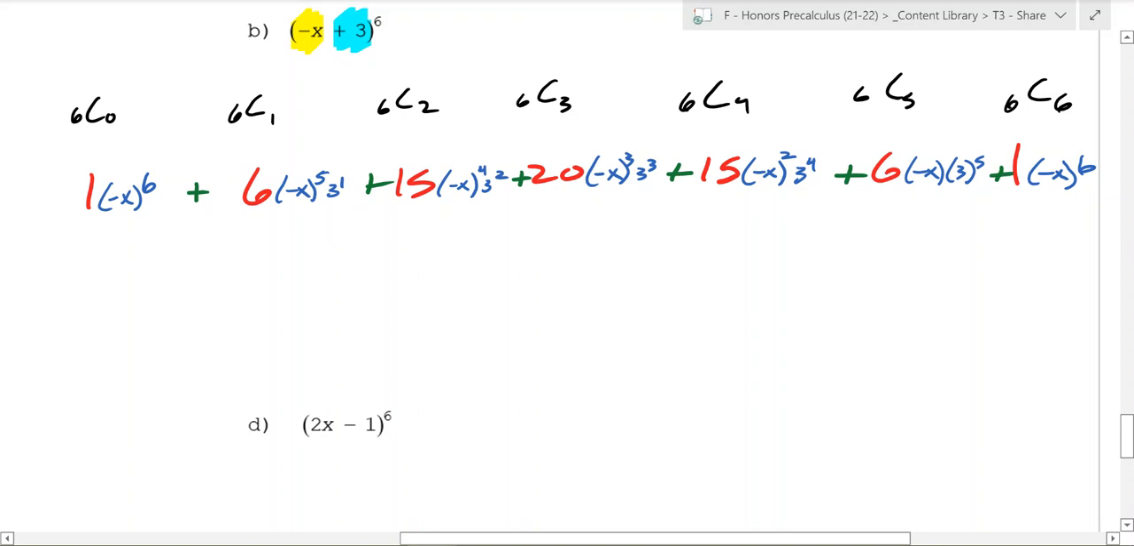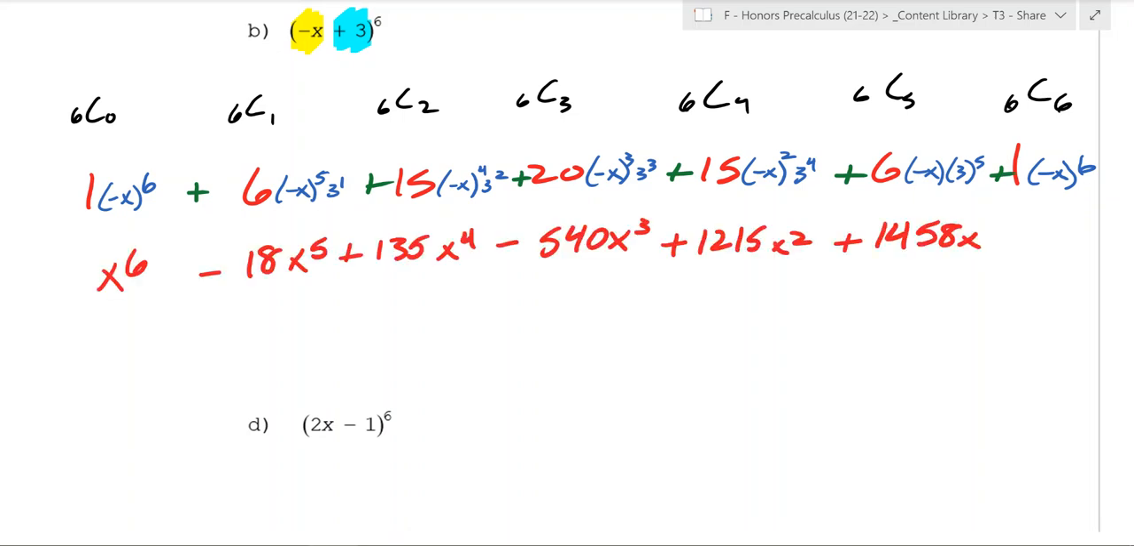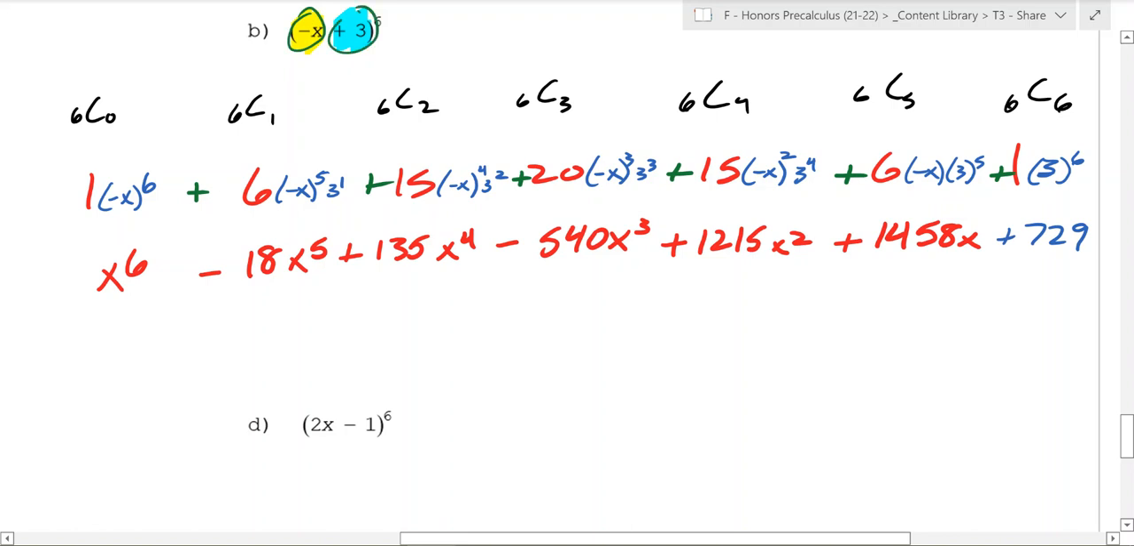So what do you end up with when you clean this up? You end up with this, and I noticed one mistake here. This last one should be just the 3 right here to the 6th plus 729. So these are big numbers, and you'll definitely have your calculator for this. But the key thing is remembering what you're plugging in for A and for B.